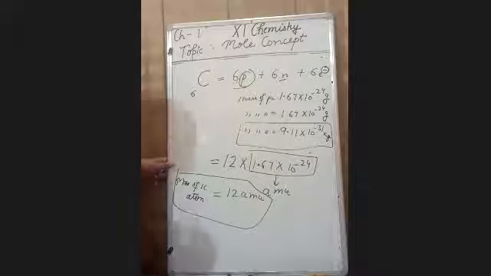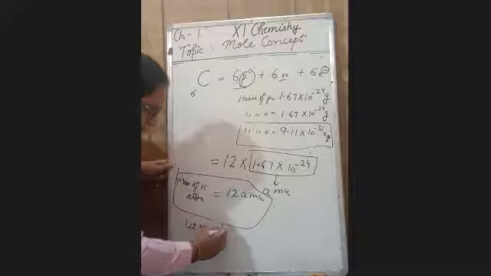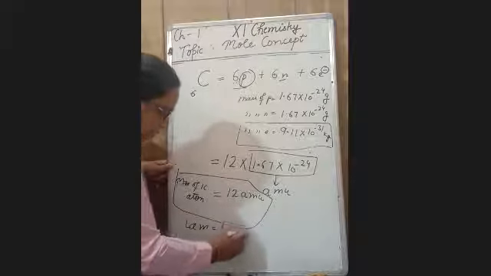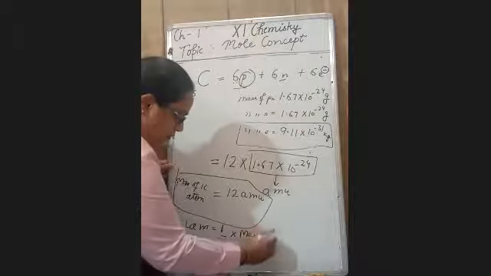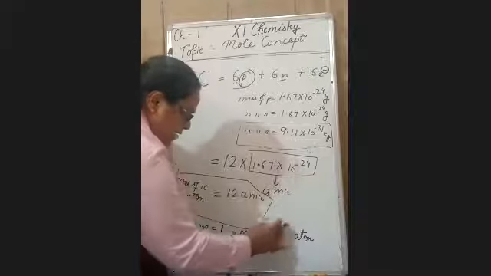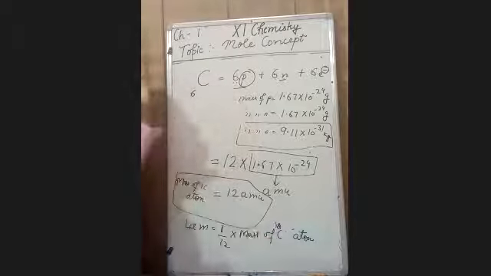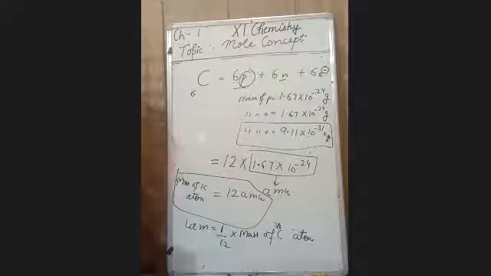Now, if I ask, what is the value of 1 AMU? 1 AMU is equal to 1 by 12 of the mass of a carbon-12 atom. Fine, because we have taken those atoms whose mass number is 12. So it is equal to 1 AMU. Fine, 1 AMU is equal to 1 by 12th of the mass of a carbon-12 atom.